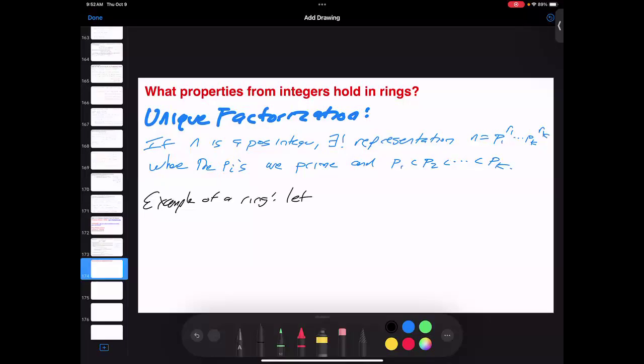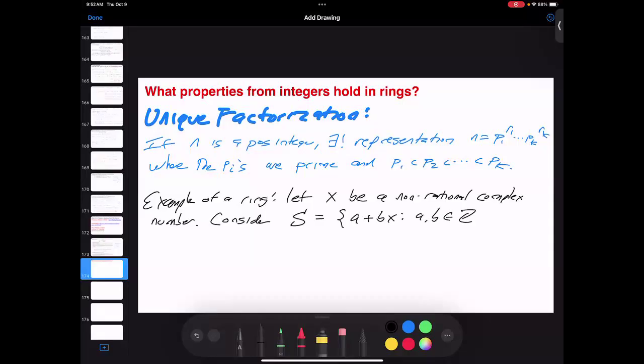Let X be a non-rational complex number. Consider the set S equals A plus BX, where A and B are integers. Is this a ring?